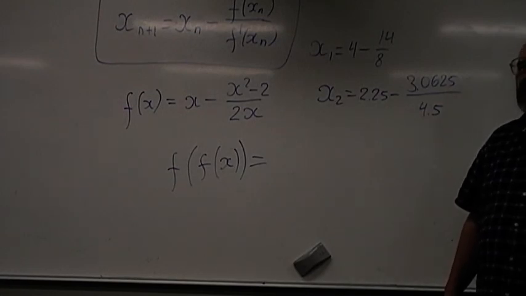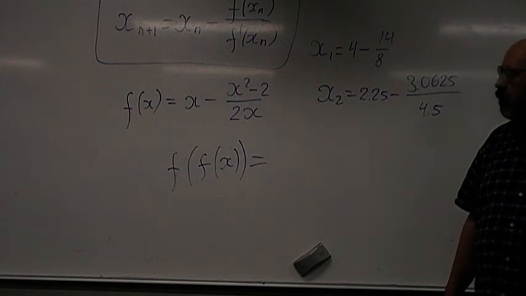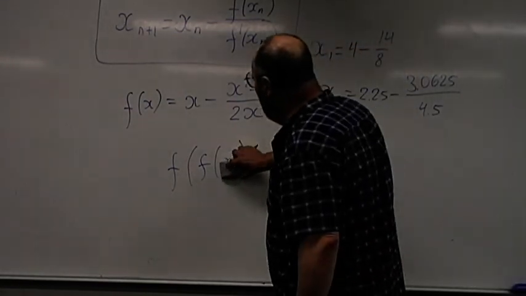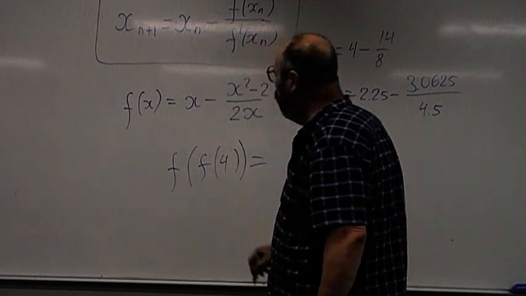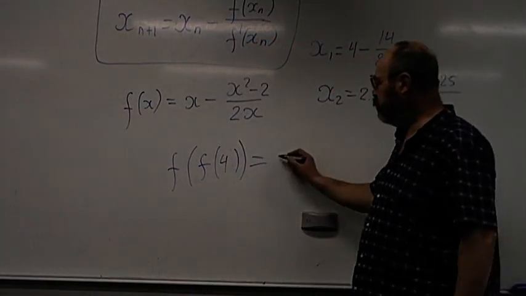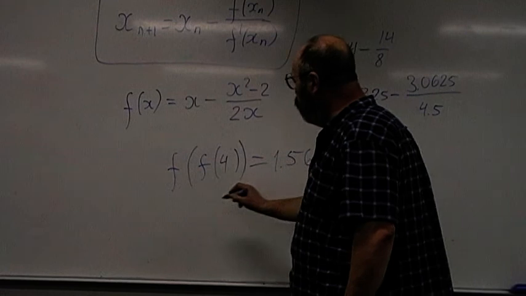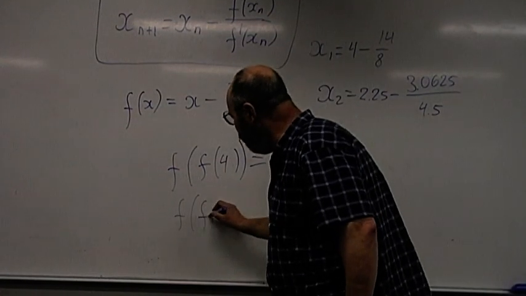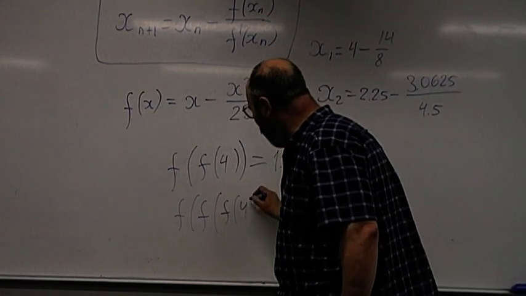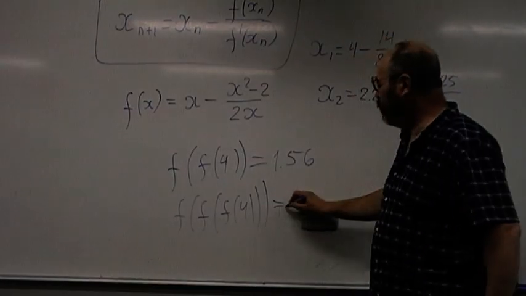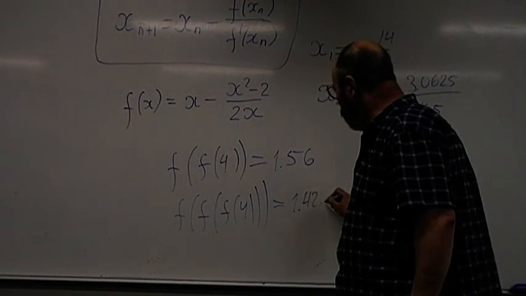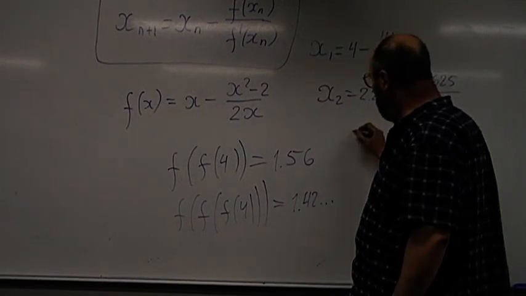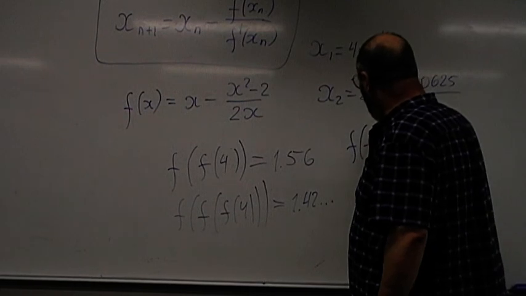Tell me what you get. Like x to the power 4 plus 12x squared plus 4 over 4x. Sorry, not f of x, you put the number. We started from 4, so f of 4. Type in this. 1.569444. Then do f of that, 1.42, and so on.